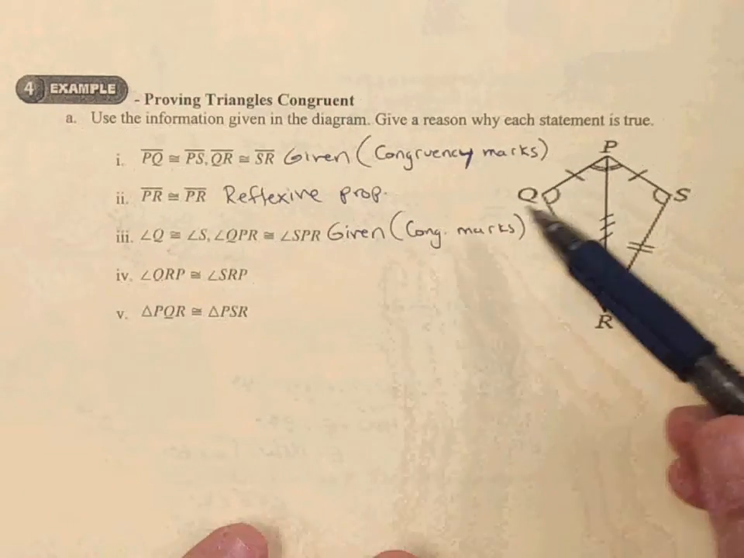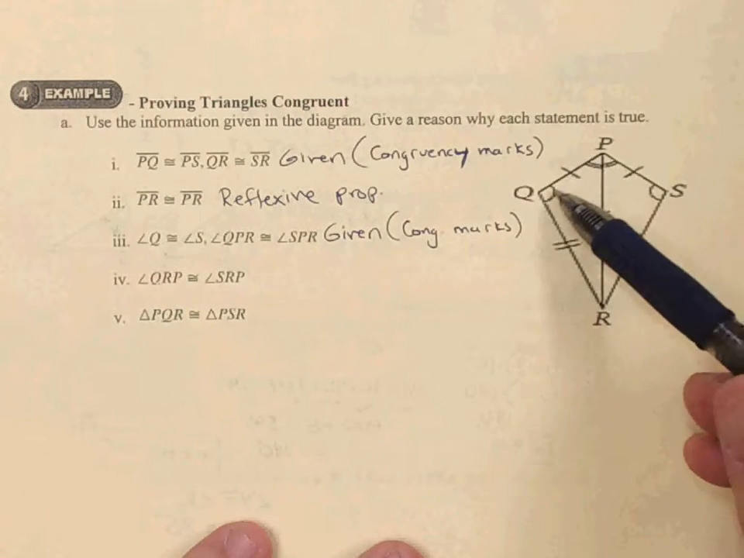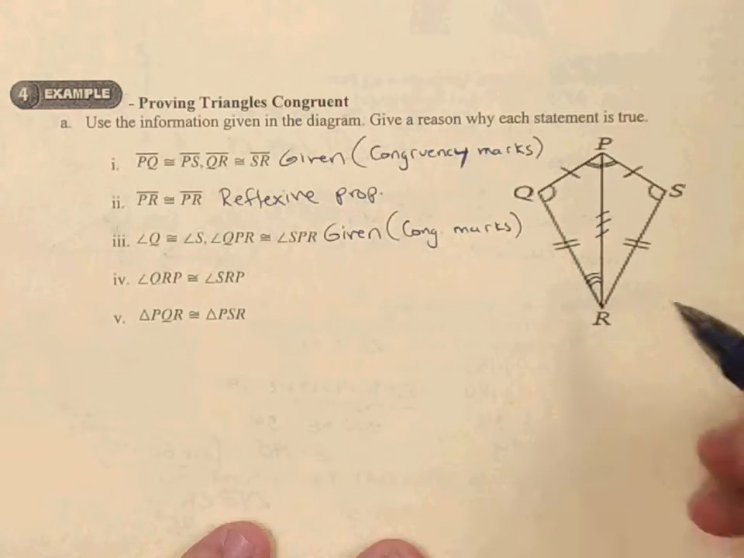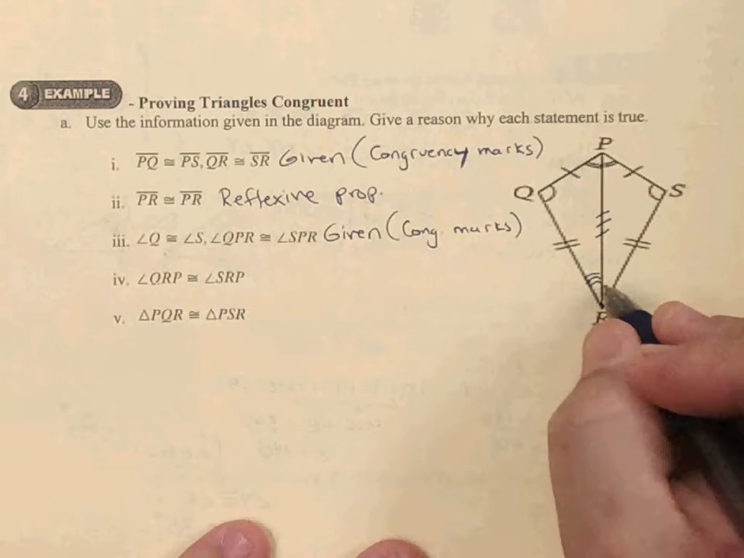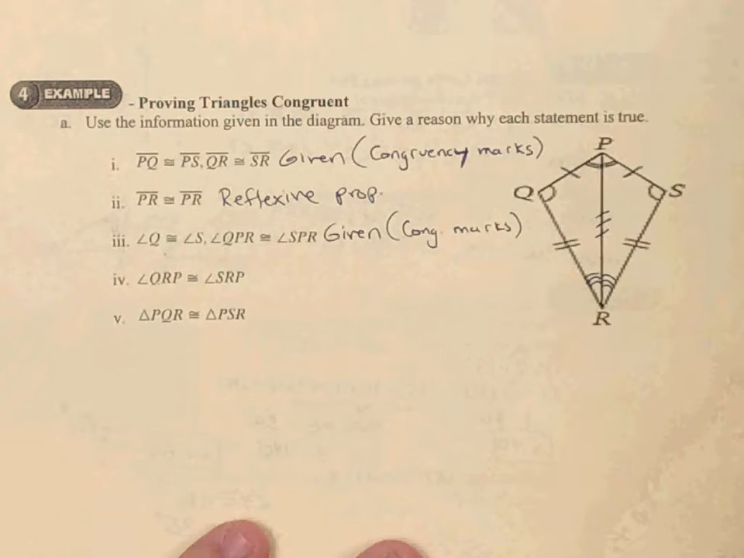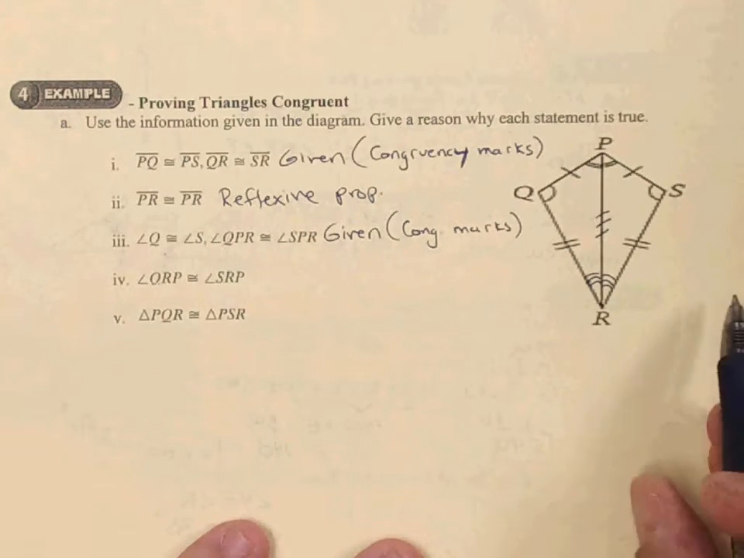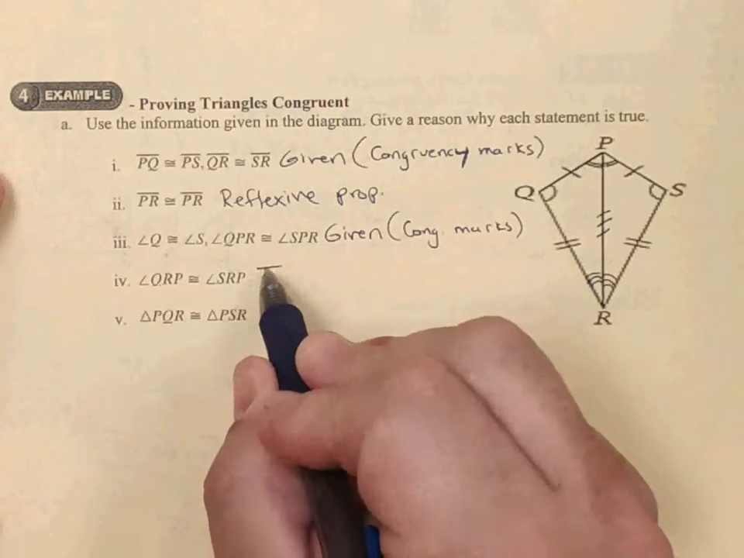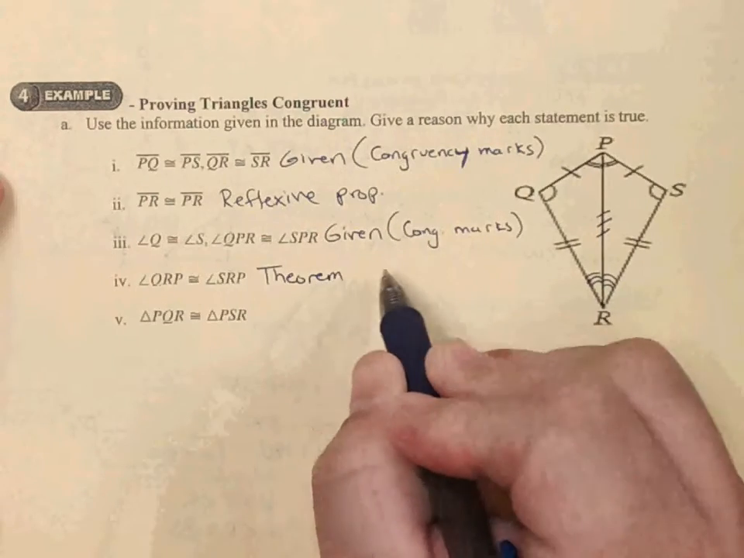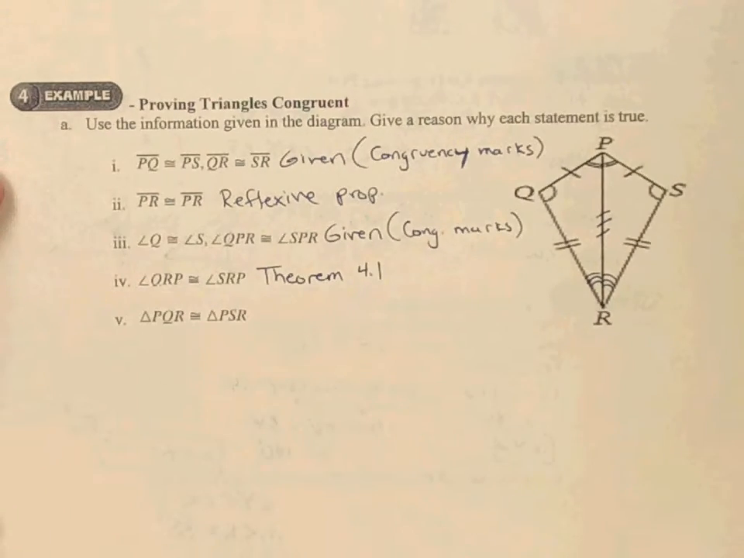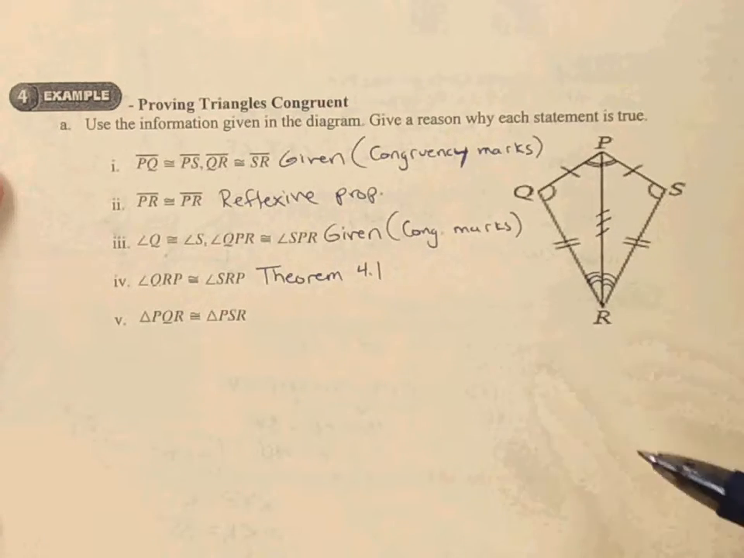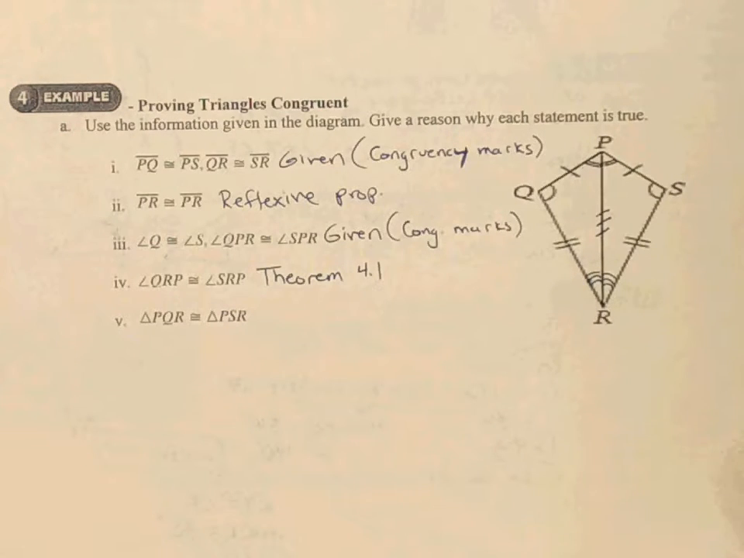So if we know that 2 angles are congruent to each other, we should know that this third angle down here, which I'll mark with 3 lines, is going to be congruent to that one there, which I'll also mark with 3 lines. Why is that? Because of Theorem 4.1. If 2 angles of a triangle are congruent to another 2 angles of another triangle, then the third angles are also congruent to each other.